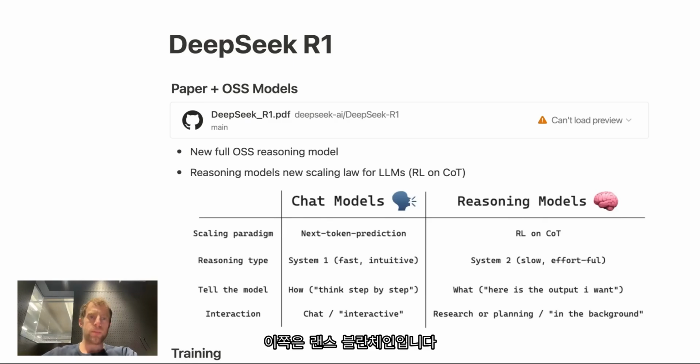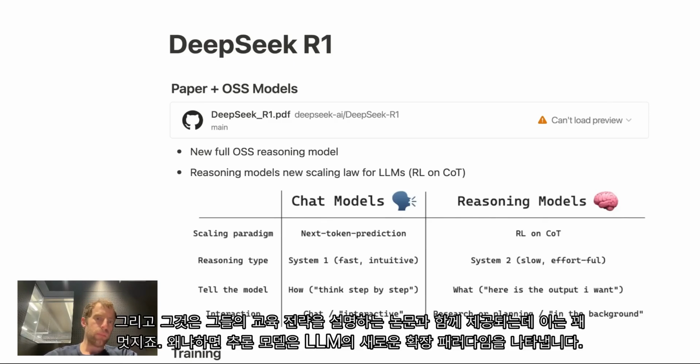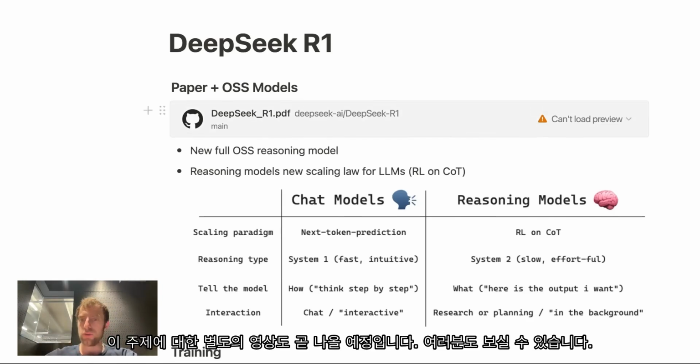This is Lance Blankchain. DeepSeek just released R1, which is a new fully open source reasoning model from the DeepSeek lab. And it comes with a paper that describes their training strategy, which is quite cool because reasoning models represent a new scaling paradigm for LLMs. I have a separate video on this that's also coming out soon that you can check out.